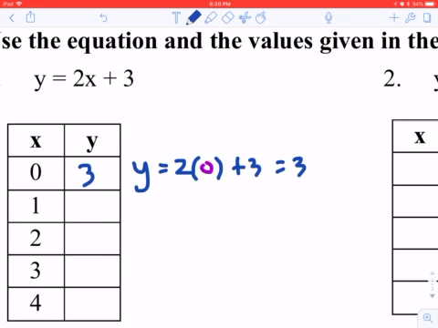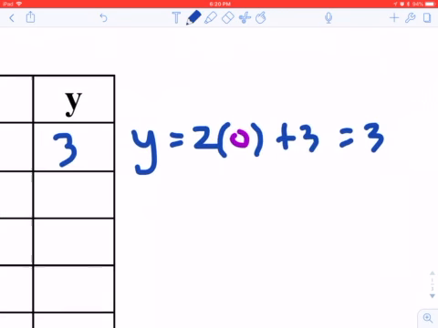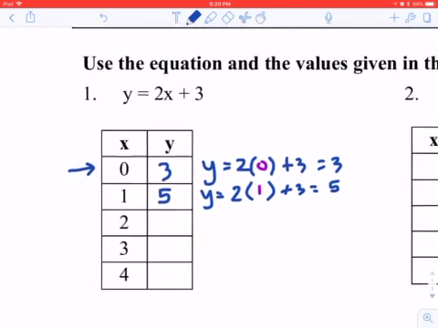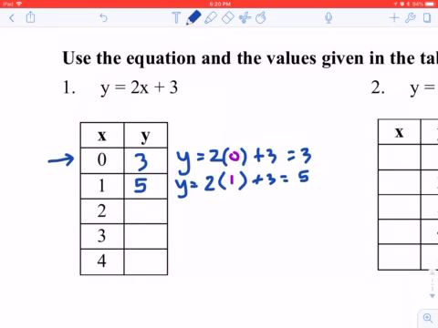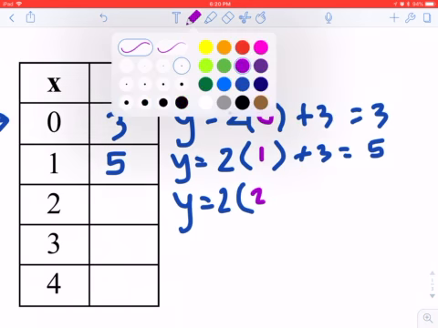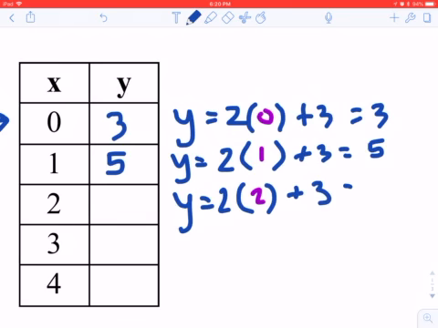Okay, let's look at the next one. For 1, y is equal to 2, and instead of the x, I'm going to put a 1 in here. 2 times 1 plus 3. So 2 times 1 is 2, plus 3, that's going to give you 5. So then right here is 5. Okay, do another one, 2. So y is equal to 2 times 2 plus 3. 2 times 2 is 4, plus 3, that's 7.